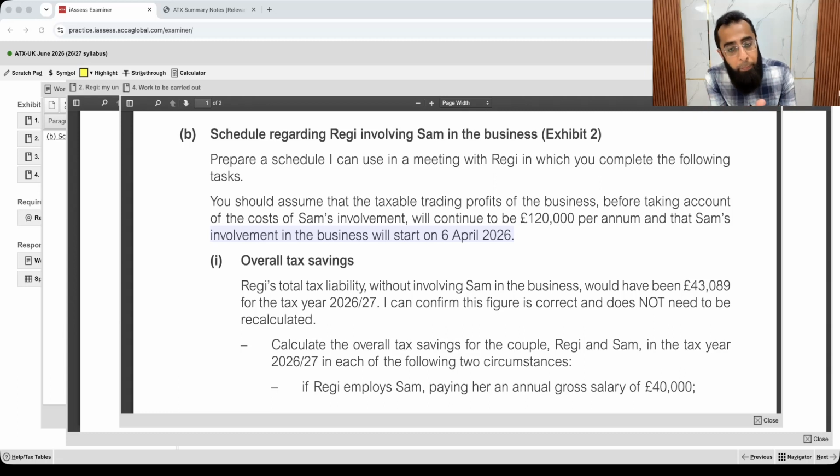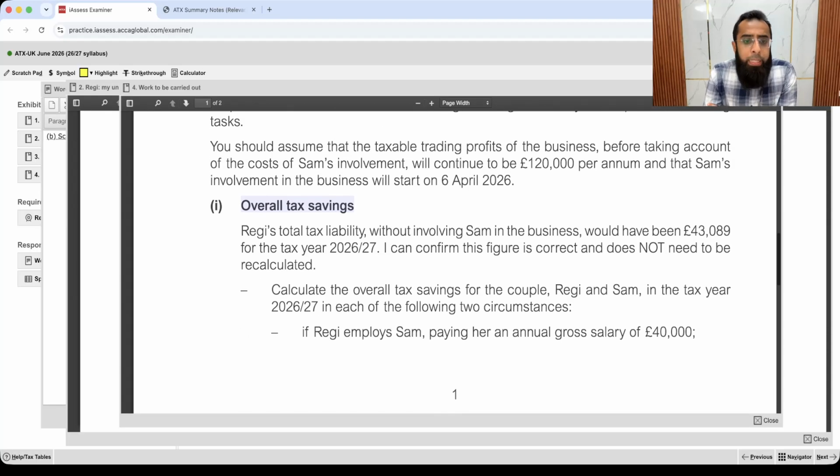Or if we hire as a partner, then in that case, 1/3 of the profits will be given. Overall tax saving, part 1. Regi's total tax liability without involving Sam in the business would have been £43,089. I can confirm that this figure is correct and does not need to be recalculated. So he has given us the original profits of 120,000 and the total tax in the before-hiring-Sam situation.